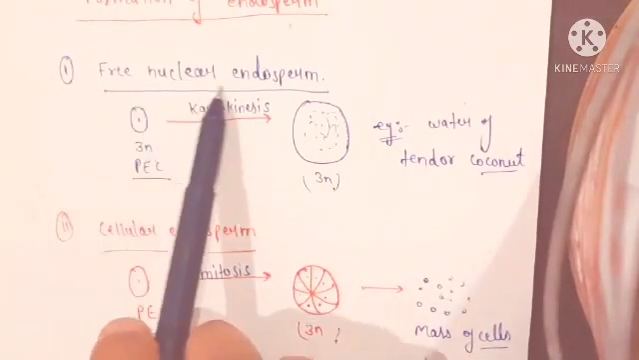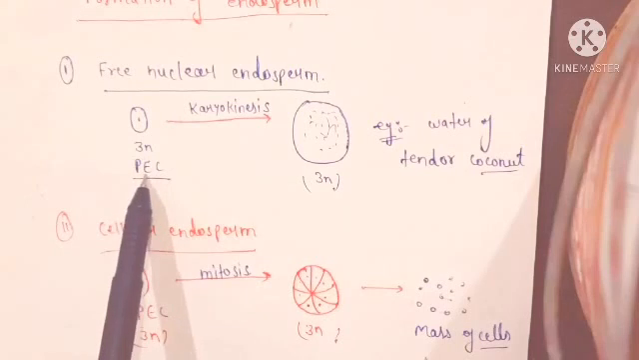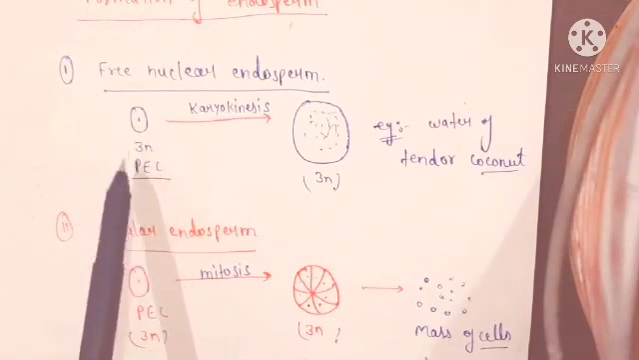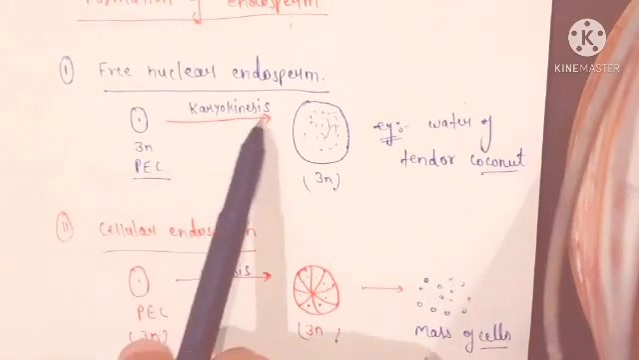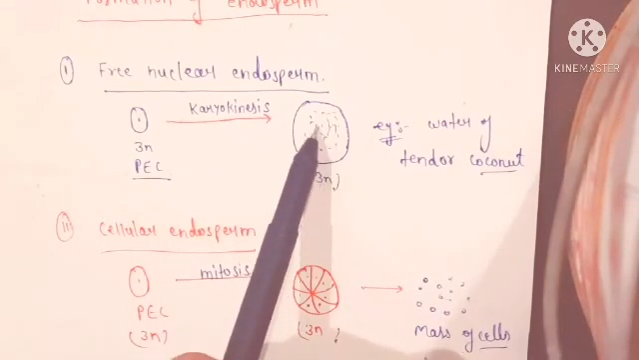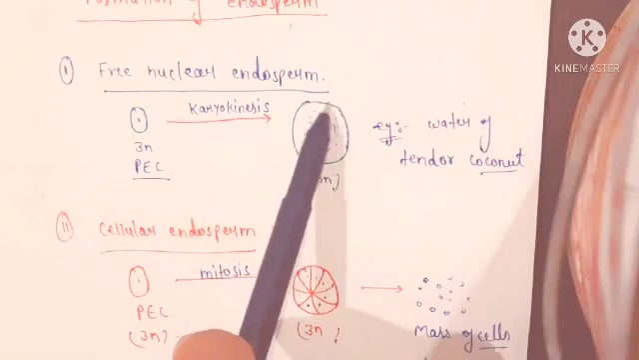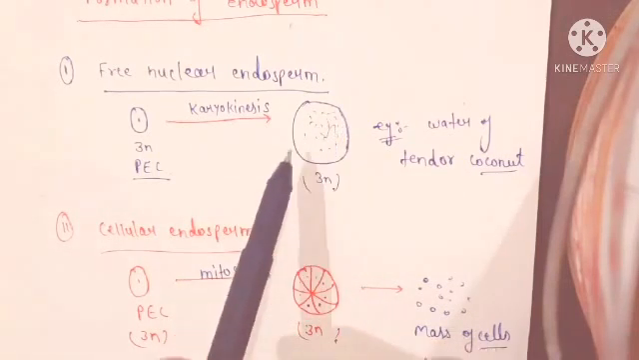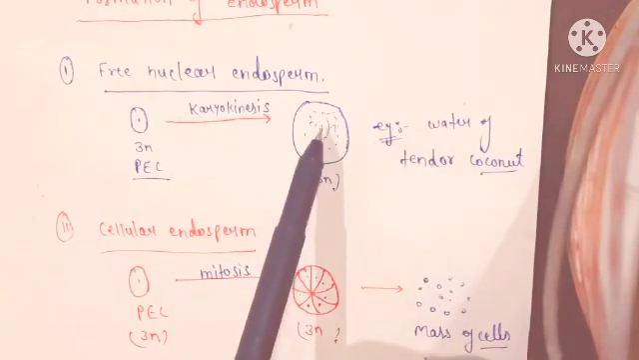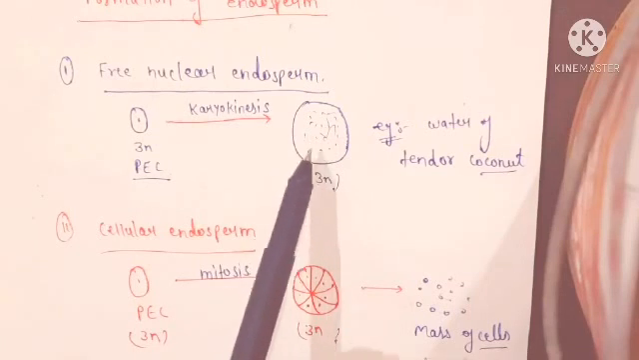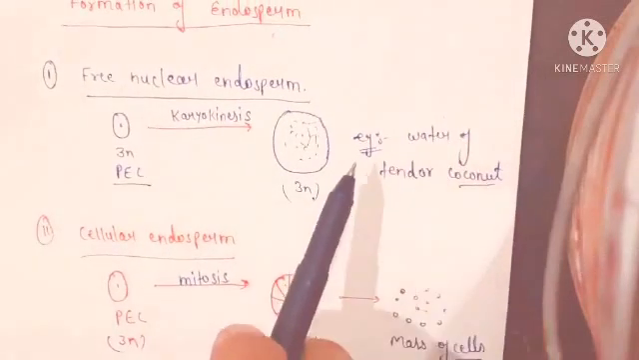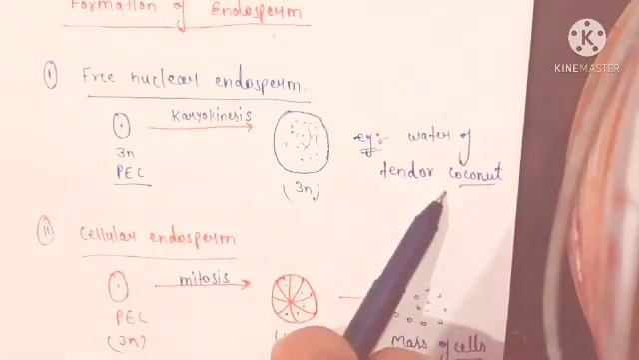In the first way, there is free nuclear endosperm, meaning from this PEC, primary endosperm cell, karyokinesis takes place. So what is karyokinesis? Division of nucleus. So only division of nucleus takes place, but there is no division in cell, meaning in cytoplasm. As a result, there is formation of lots of nuclei in it, and there is only one cell. Such type of endosperm is present in water of tender coconut.